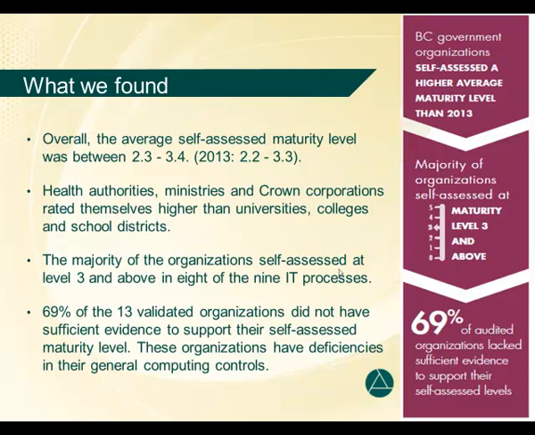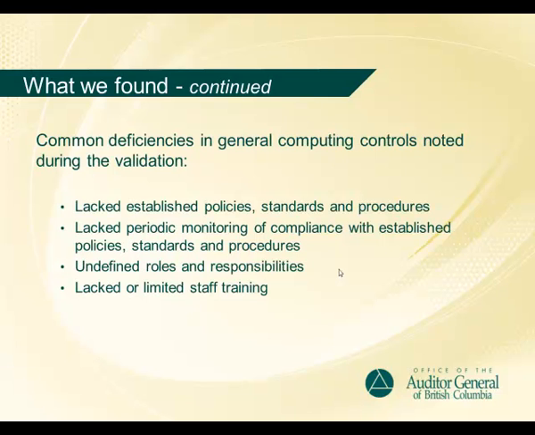69% of the 13 organizations whose results we validated did not have sufficient evidence to support their self-assessed maturity level in one or as many as all 9 IT processes. This indicates that these organizations have deficiencies in their general computing controls as outlined in Exhibit 1 of the report. Here are some of the common deficiencies in general computing controls that we noted during the validations. Established policies, standards, and procedures, periodic monitoring for compliance with established policies, standards, and procedures, defined roles and responsibilities, missing or limited staff training.